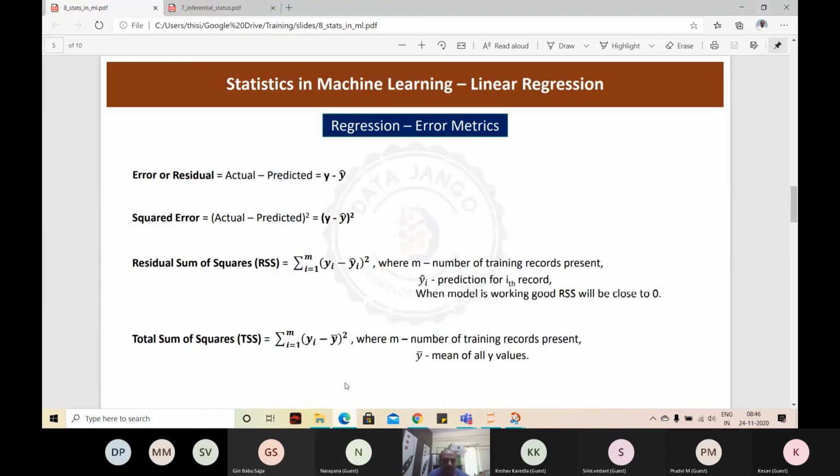Sigma i equals 1 to m, m number of records. Always say m records in the data set, n number of columns in the data set. Input features n, number of records m. That is a convention: an m by n matrix, m number of rows, n number of columns. So sigma i equals 1 to m, you can say y minus y cap.